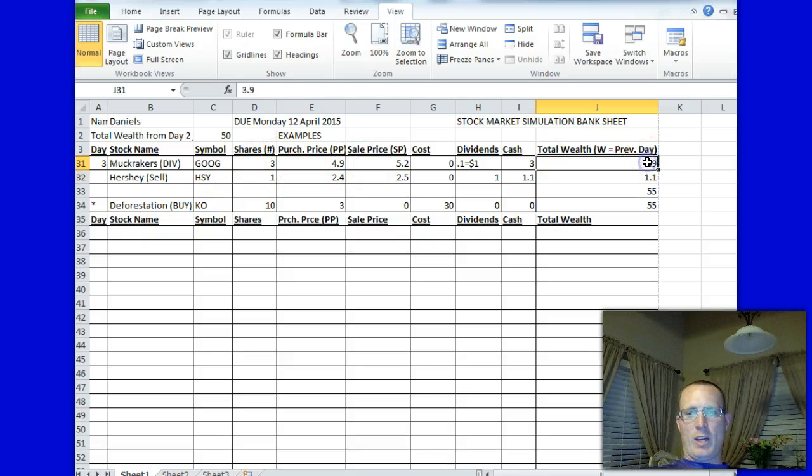So again, when we calculate total wealth, what we're trying to do is show you that people got rich quick on the stock market in the 1920s. There was a lot of people worth a lot of money as they continued to invest and grow.